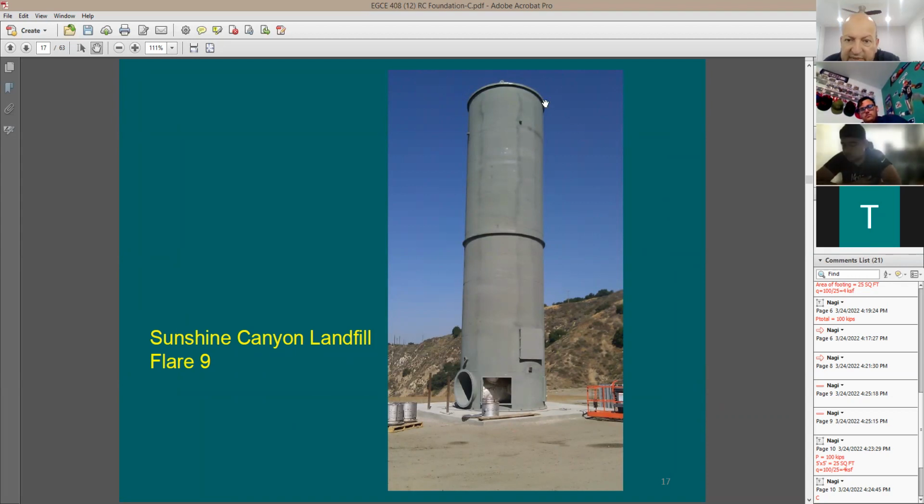The height of this flare, this big steel cylinder, is about 54 feet. It's made out of steel, and the weight is about 50,000 pounds. And they use it to burn the methane gas. So it's really heavy. And just imagine when you have a windy day, what type of movements, or when you have an earthquake. That's why this footing is really large to support this.